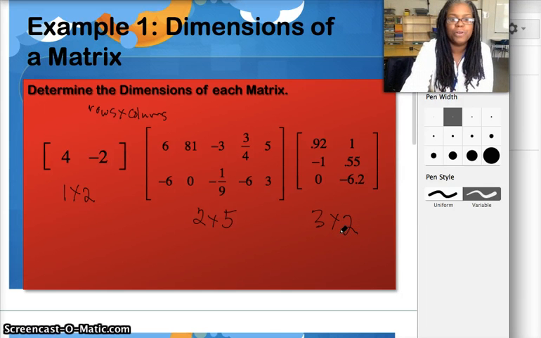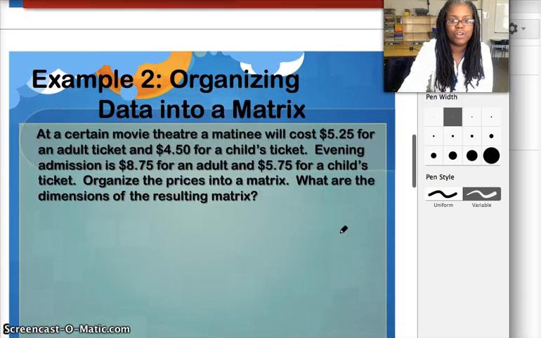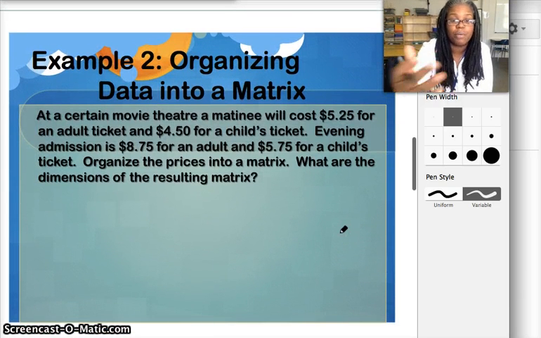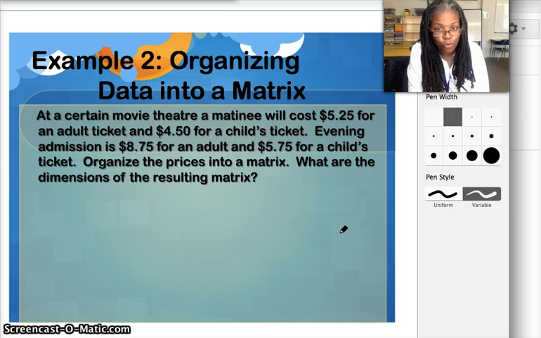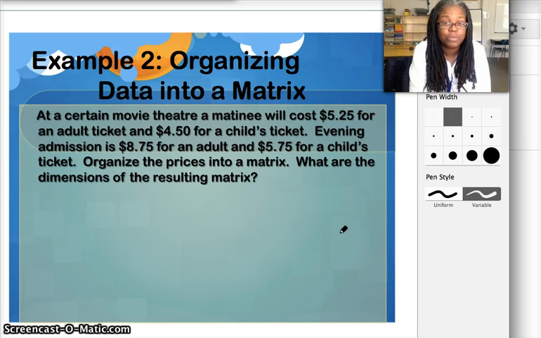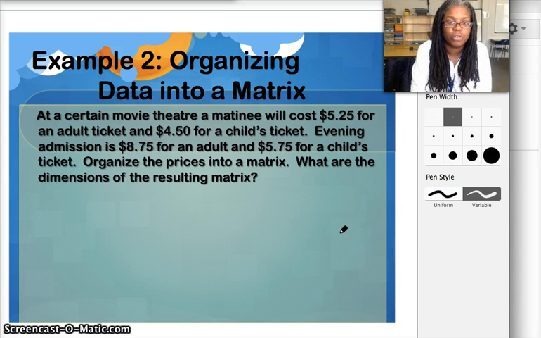We'll get into a little bit more work when we start thinking about how we can use a matrix. Here we have a certain movie theater. The matinee will cost $5.25 for an adult ticket and $4.50 for a child's ticket, and the evening admission is $8.75 for an adult and $5.75 for a child. The question is asking us to organize this information in a matrix. What are the dimensions of the resultant matrix?